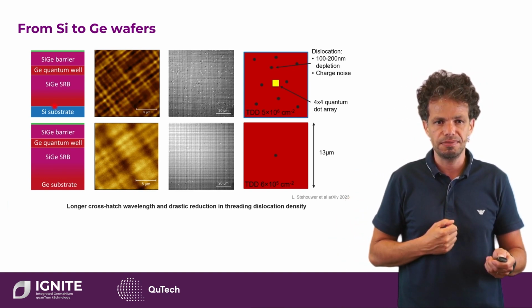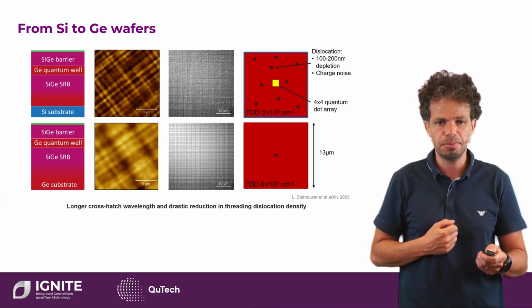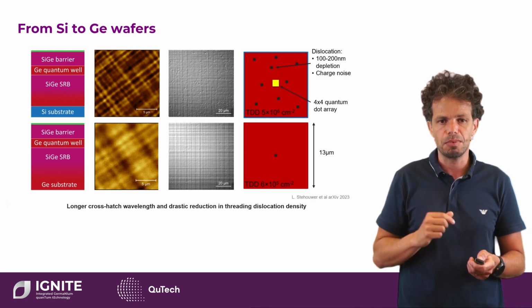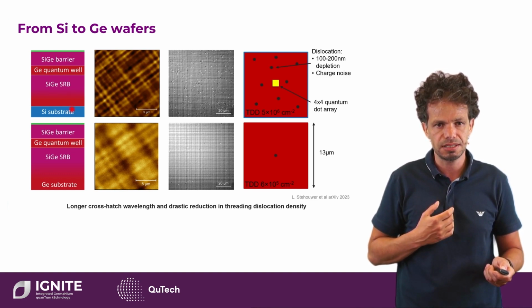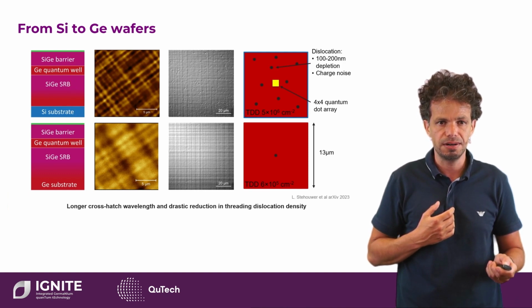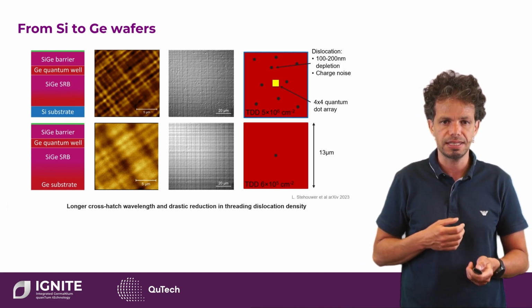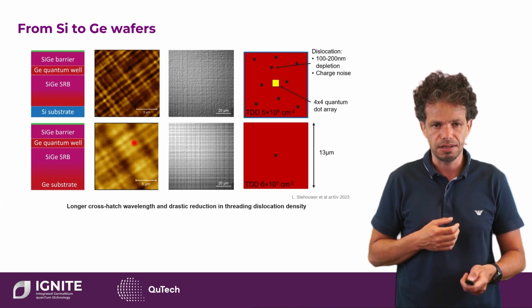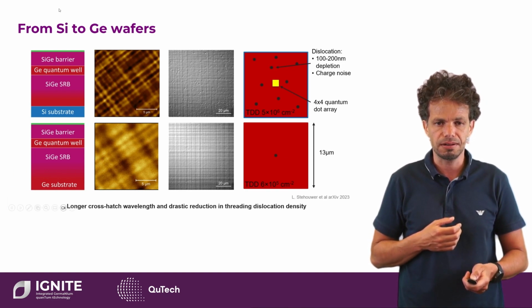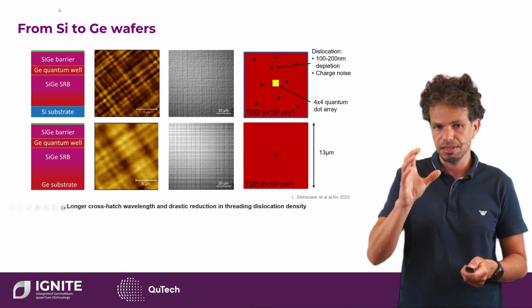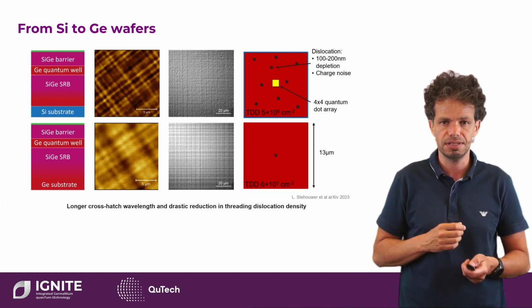If you grow on a silicon substrate, you get much more structure and the period is much smaller. That is because you have many more dislocations being managed here to achieve strain relaxation. In the lower image, if you start from a germanium wafer, the period of this cross-hatch pattern, as we call it, is much larger, which is beneficial.